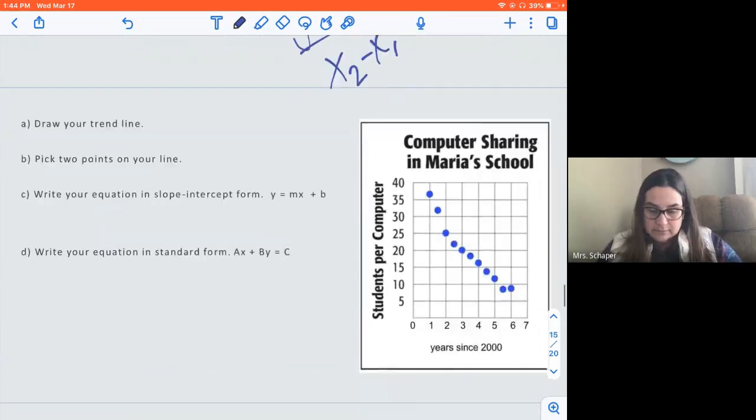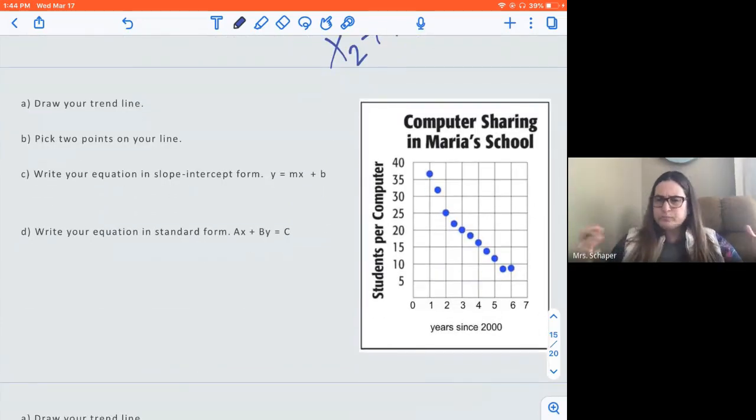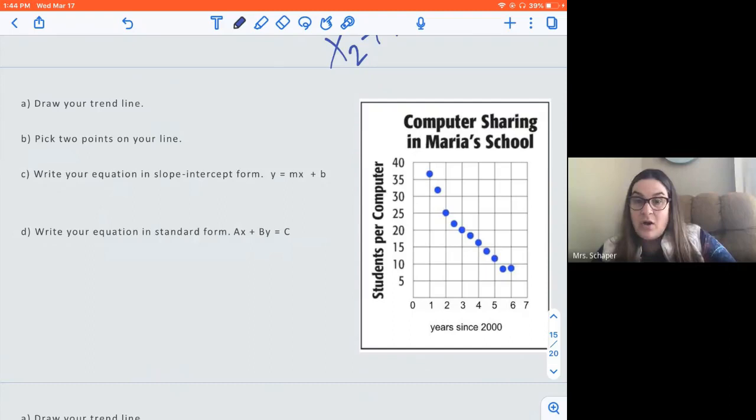All right, so here we go. This is talking about computer sharing at Maria's school. This is the years since 2000, so it's a little bit old, but nonetheless, we'll get the picture. It's the number of students per computer. Think about it right now: you're on a 1-to-1, that's super cool. But 20 years ago, you'd get like one computer for 40 kids. So right now, we're really talking about that data.